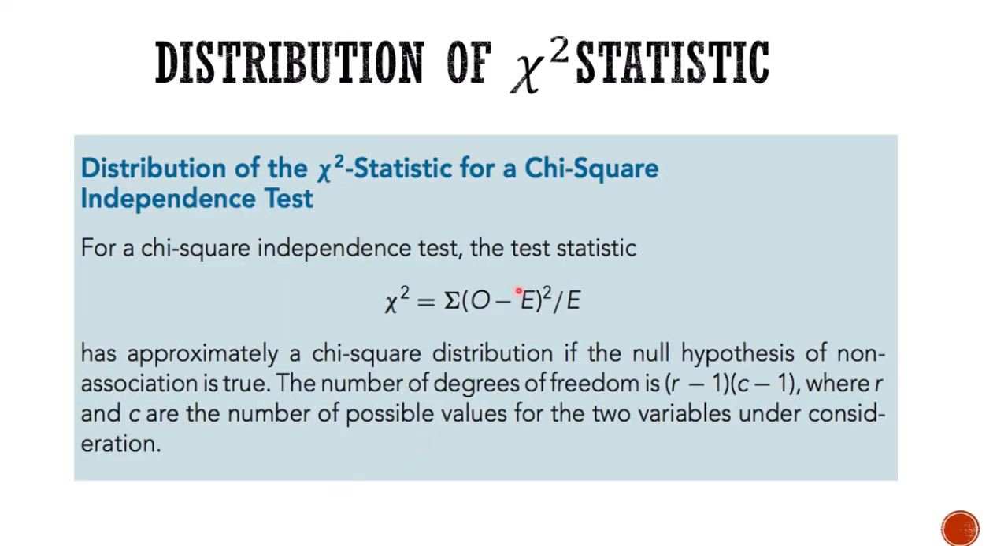Now, before that, we always have to talk about the distribution. It's the same chi-squared formula. For a chi-squared independence test, the test statistic chi-squared equals sigma (O minus E) whole squared divided by E, which has approximately a chi-squared distribution if the null hypothesis of non-association is true. Again, keep in mind, the null hypothesis is always going to assert that there is no association between the two variables. They are independent. The number of degrees of freedom is (R minus 1) multiplied by (C minus 1).